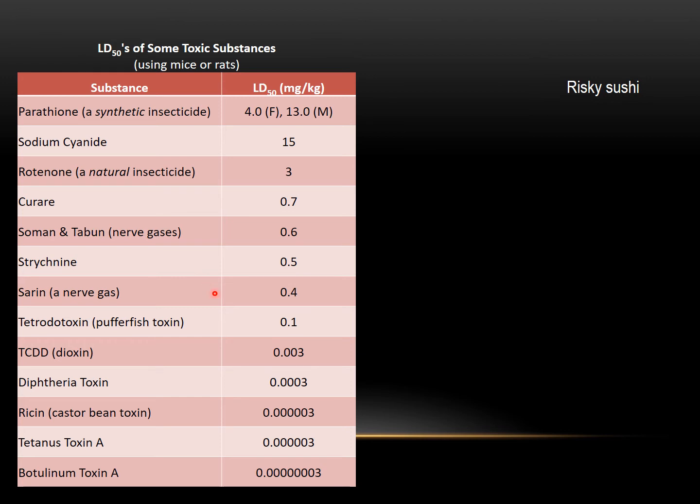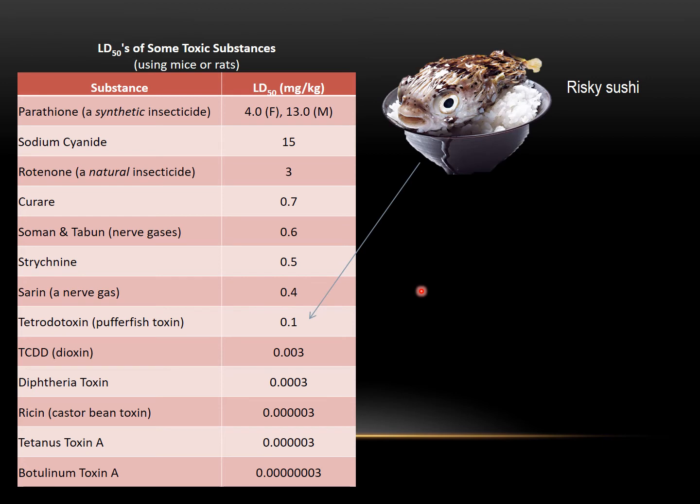Working down, we got nerve gas. First interesting one that you might not have seen before is tetrodotoxin, which is pufferfish toxin. Some people like to eat risky sushi. Pufferfish produce this neurotoxin in a number of their organs at very high concentrations, and people will eat sushi made from pufferfish because it's risky and it's a little bit exciting.